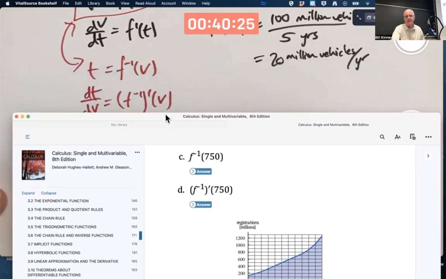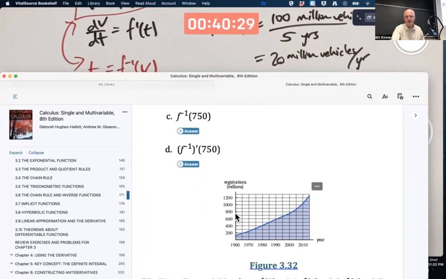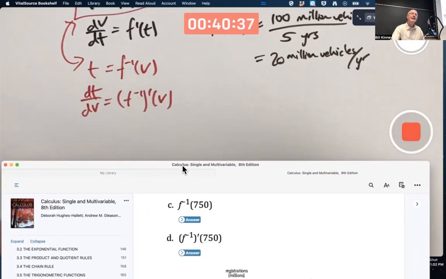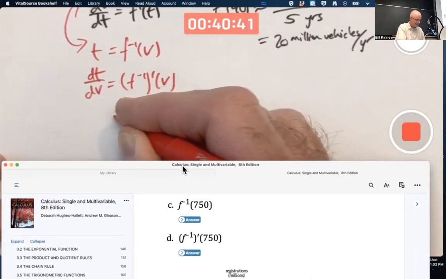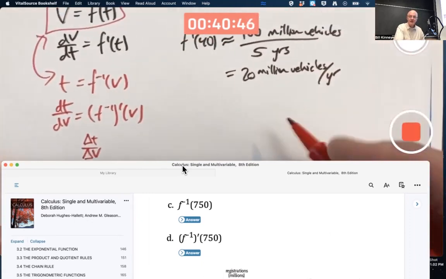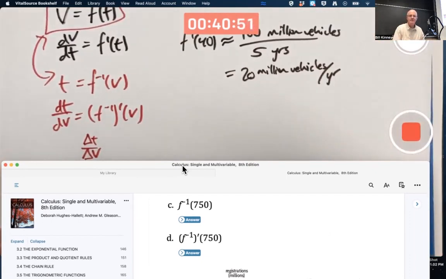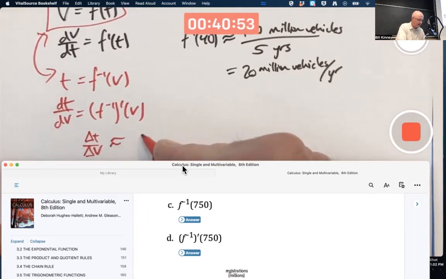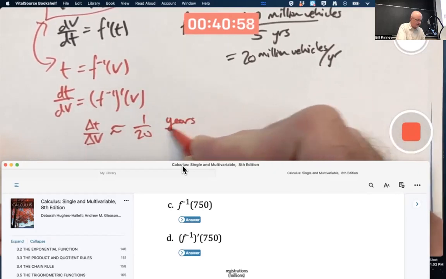How would I find it? And what would its units be? I'd have to look for, again, the registrations being 750, go over to the graph, make a tangent line, and estimate that slope in the opposite direction, as run over rise. Calculate delta t over delta v. You should get the reciprocal of this number, pretty close at least. It wasn't in the exact same spot in the graph, but pretty close. You should get 1/20 years per million vehicles.